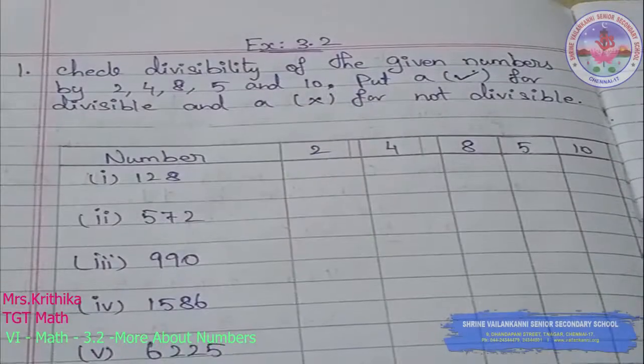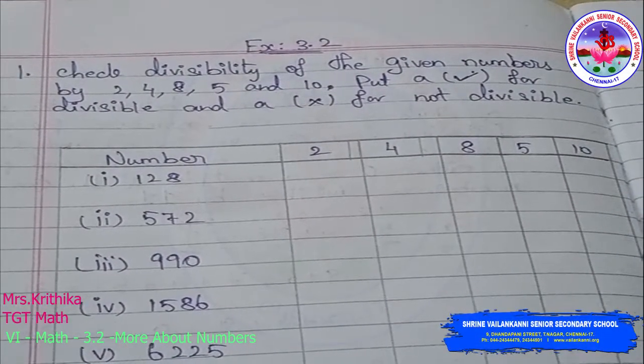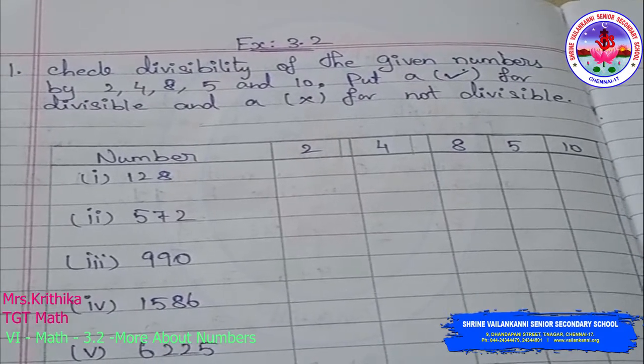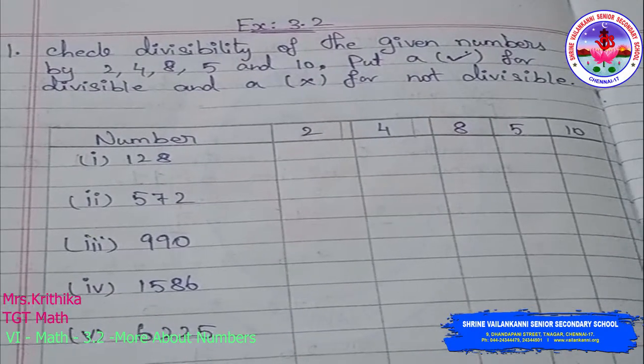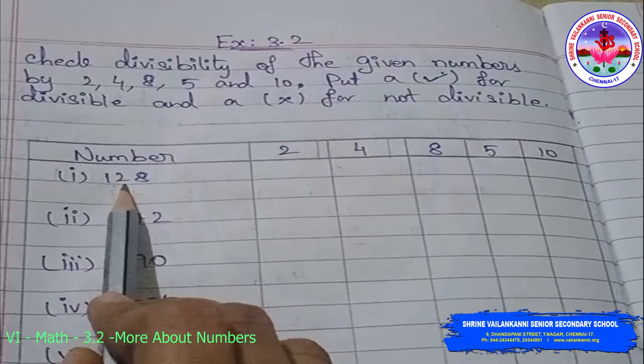Exercise 3.2. First question. Check divisibility of given numbers by 2, 4, 8, 5 and 10. Put a tick for divisible and a cross for not divisible. The first number is 128.